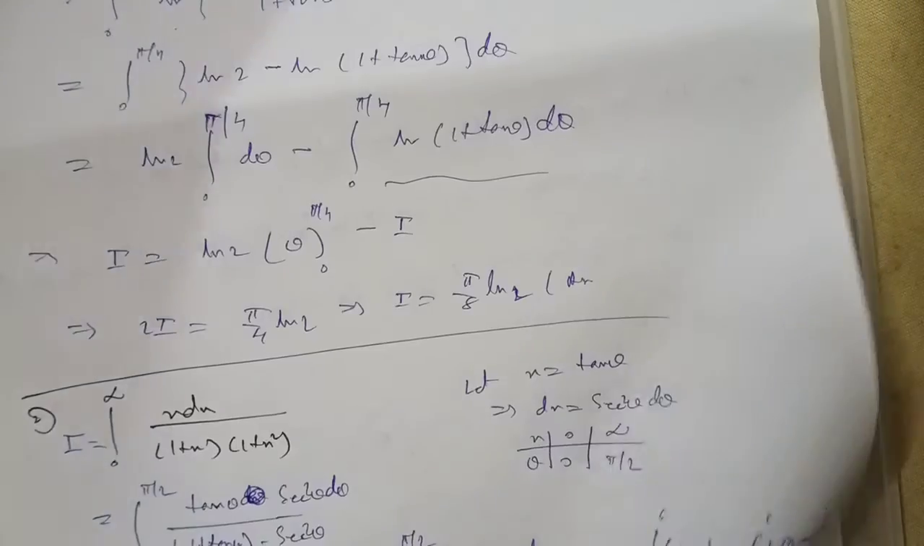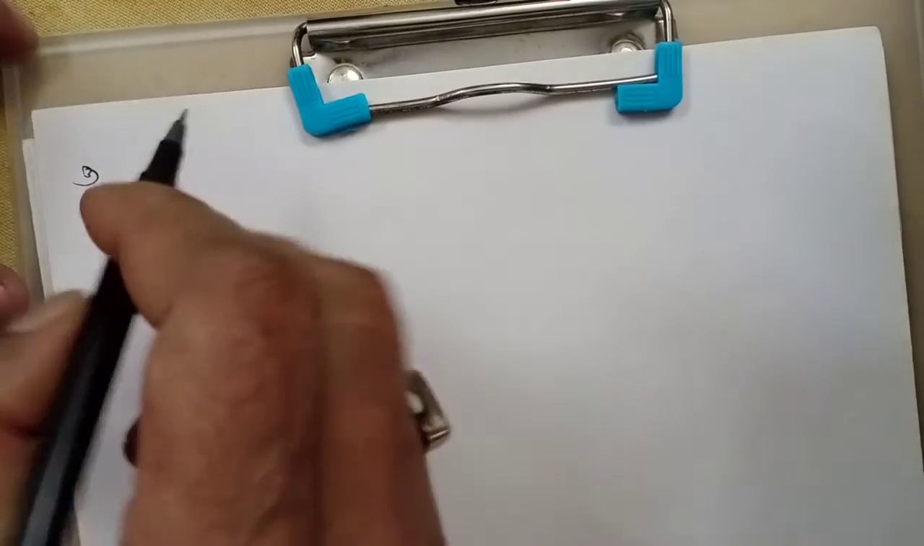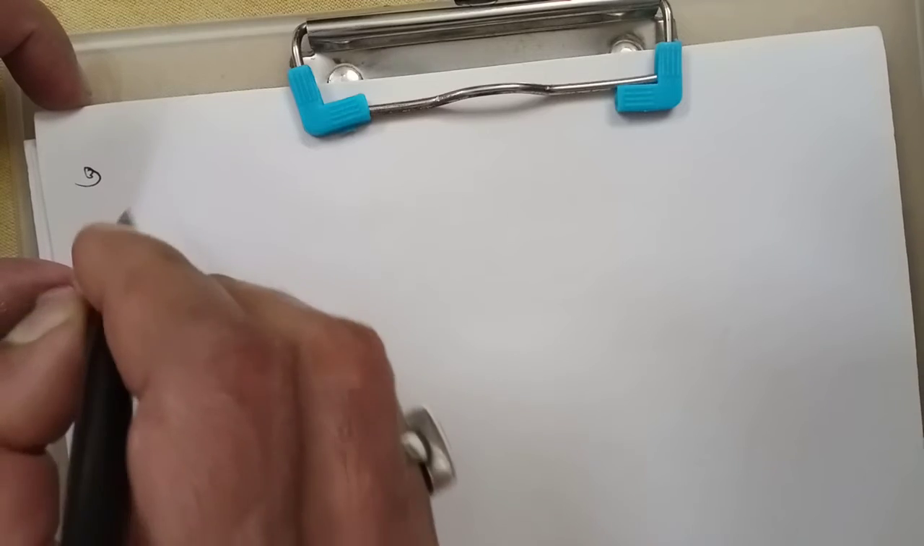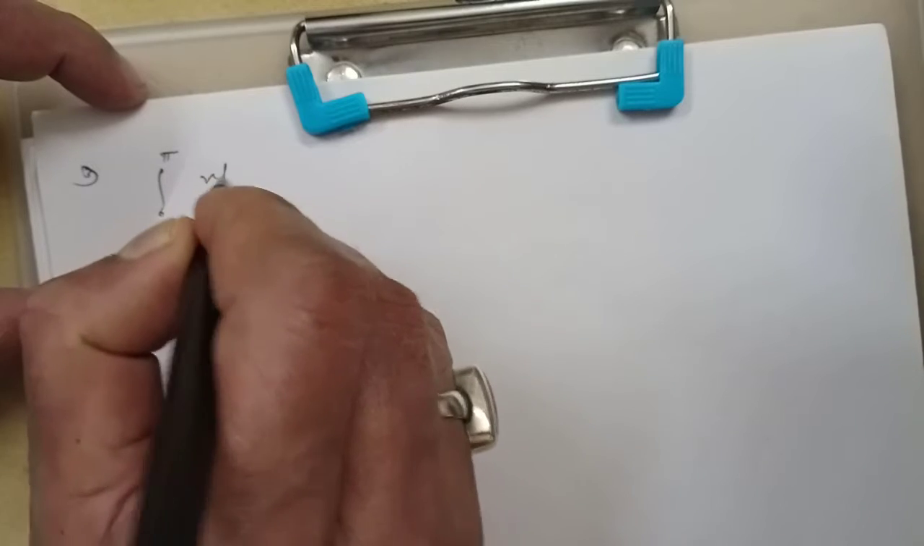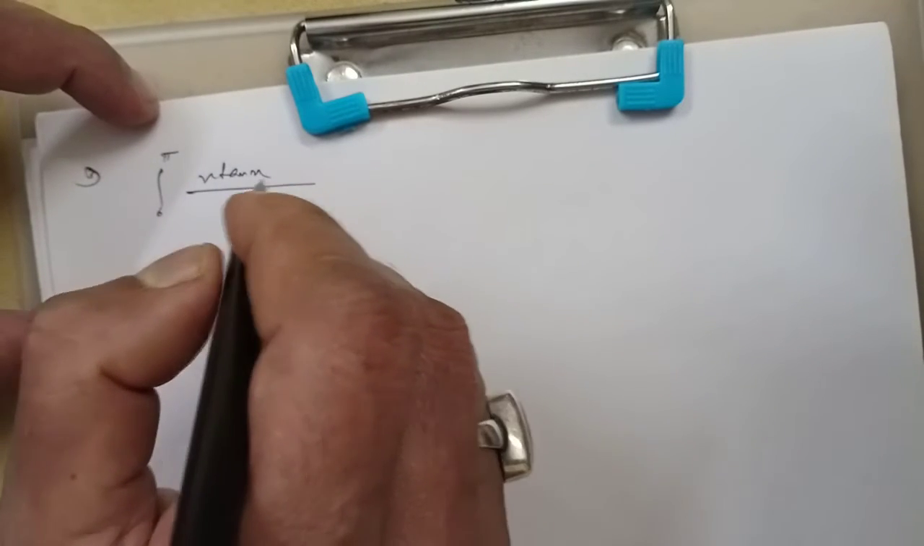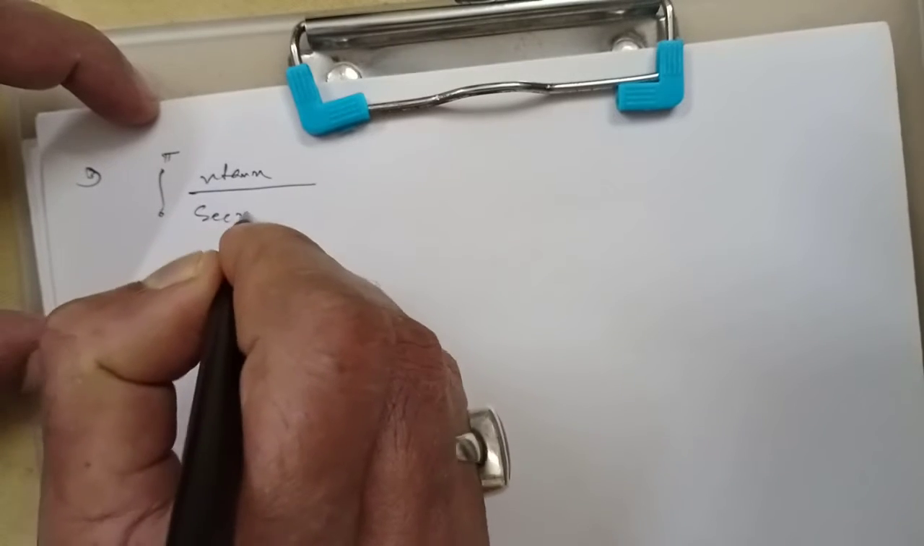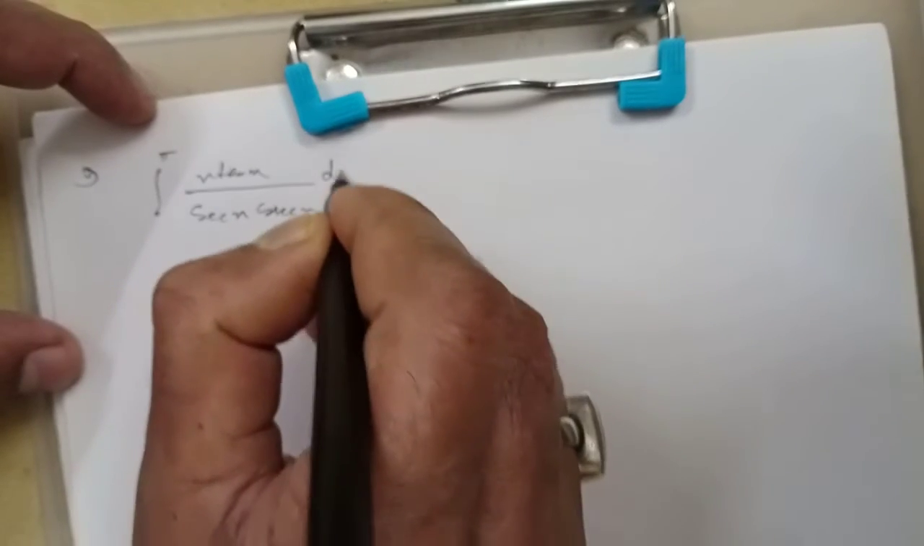Next, let us move to our next problem. Our next problem is number 3. This is 0 to pi x tan x divided by sec x cosec x dx.